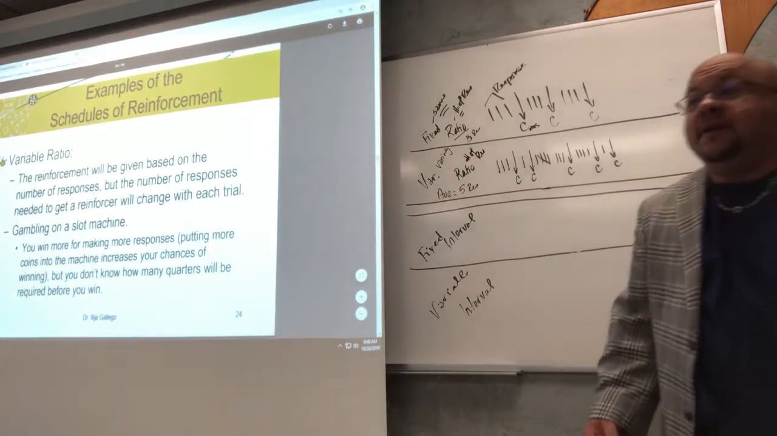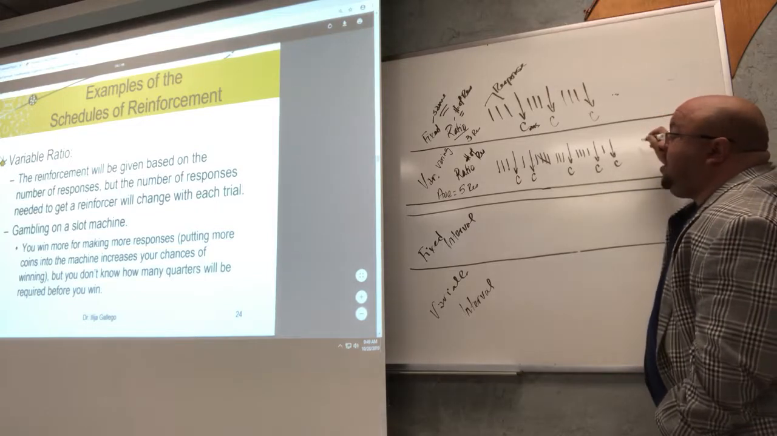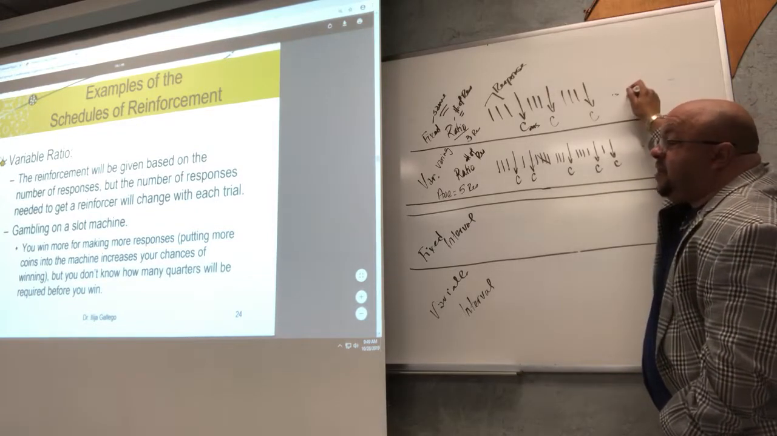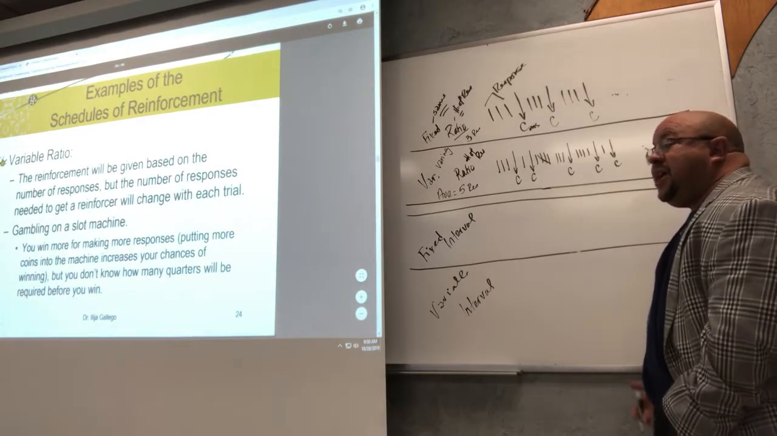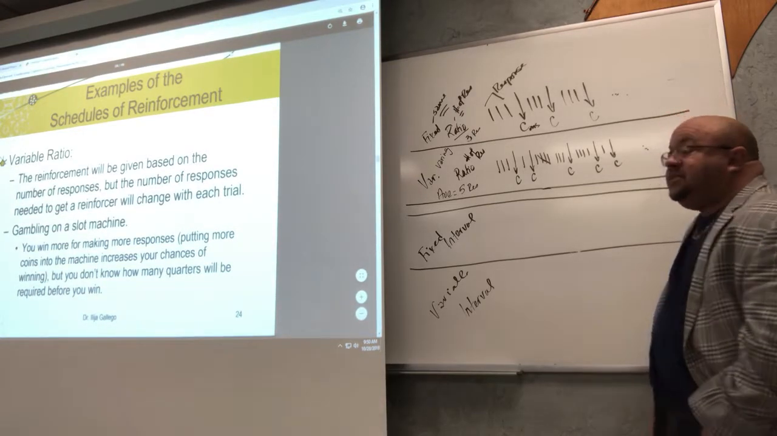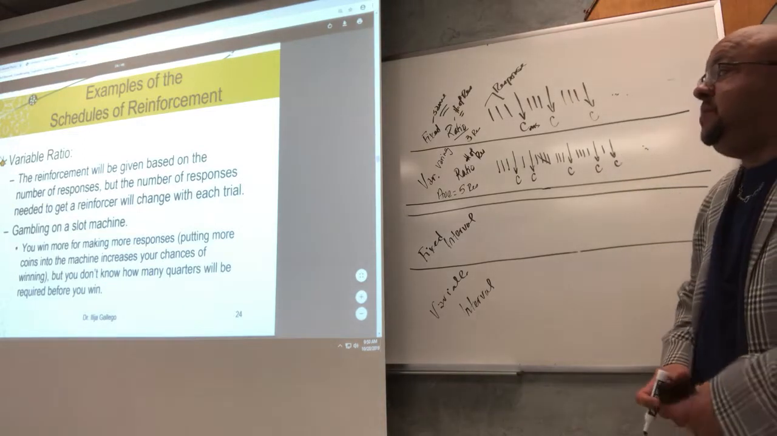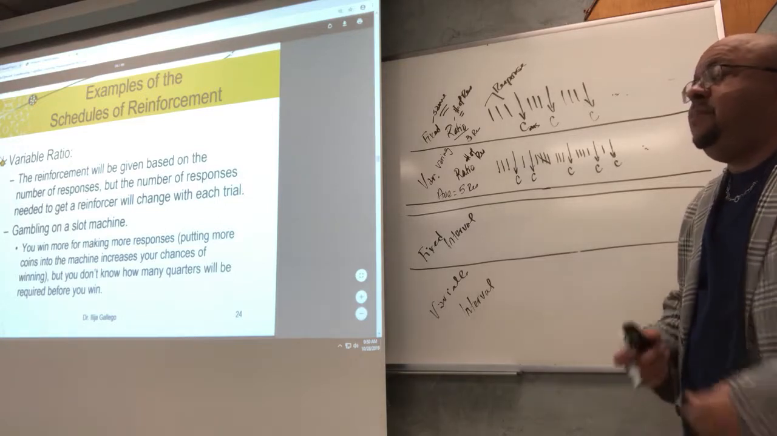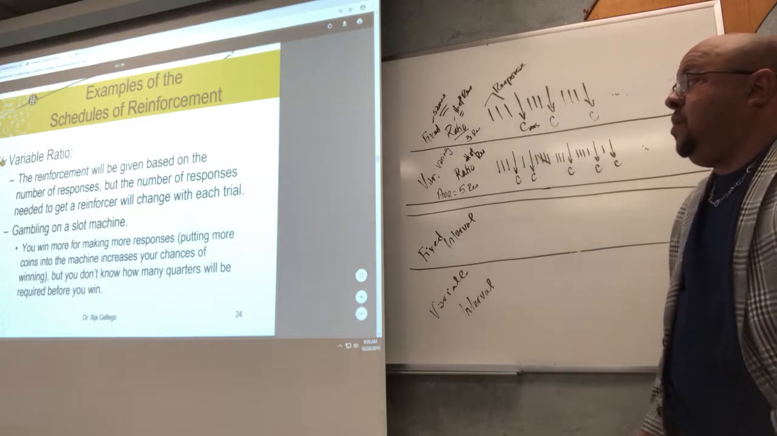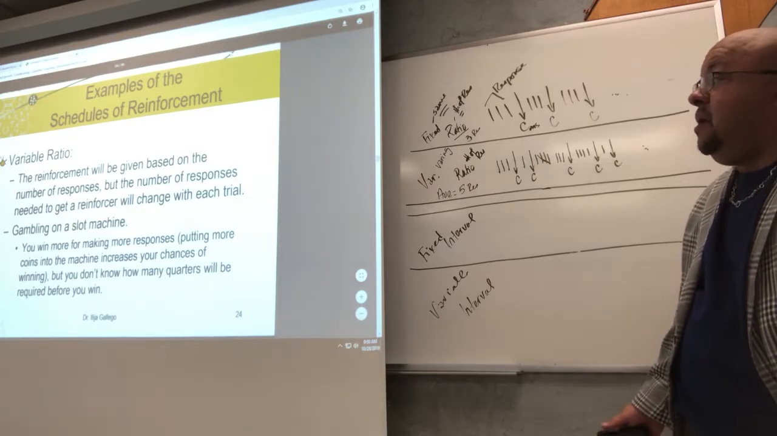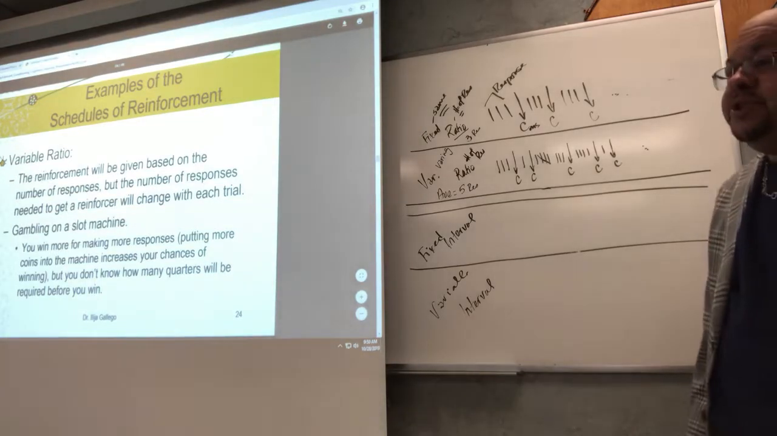So it's different. If I tell you it's every 5 times, that'd be a fixed ratio. If I tell you on average it's every 5 times, that's a variable ratio because it changes, but the average at the end of the day is 5. So when we look at a variable ratio, the reinforcement is based on the number of responses, but that number needed to get a reinforcer or reward will change with every trial. An example would be gambling on a slot machine, right?